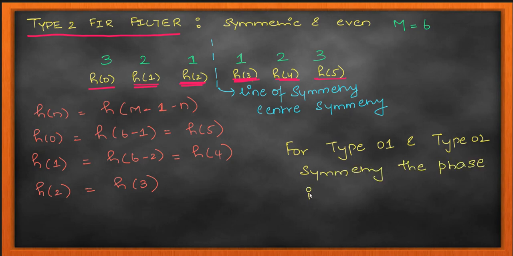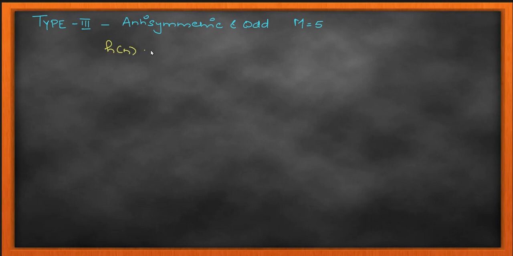But what about the phase of these two filters, type 1 and type 2? They are both symmetric filters, and the phase for these filters is minus m minus 1 by 2. That means the phase is at the center of symmetry, right? Minus of m minus 1 by 2 means the phase is at the center of symmetry. That is what we are talking about when it comes to the phase. For anti-symmetry also, the phase is minus m minus 1 by 2, and we will see more on this phase and on deriving these filter functions and phase response in the next class.